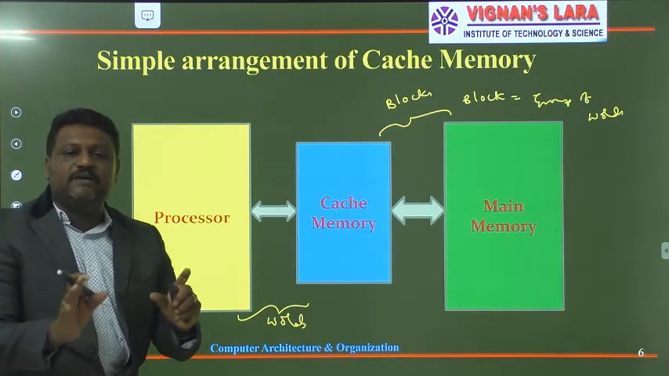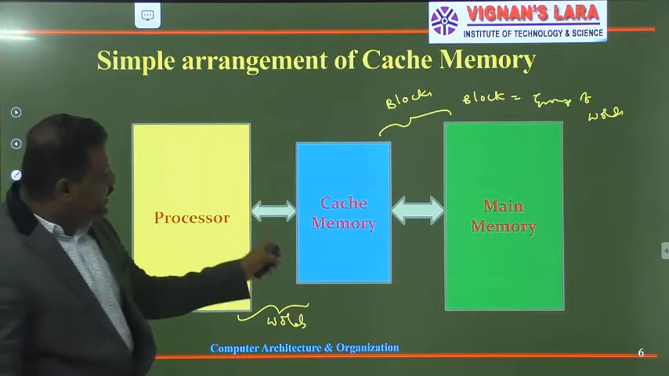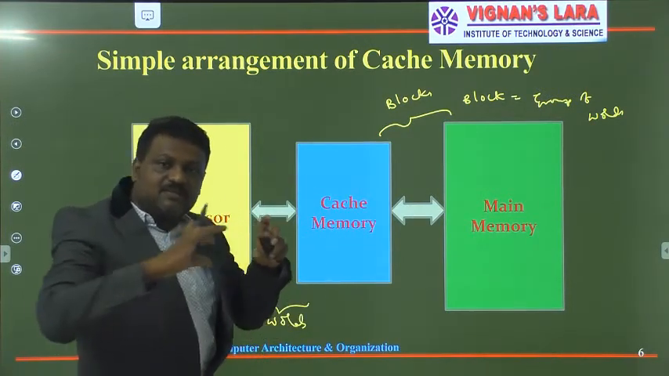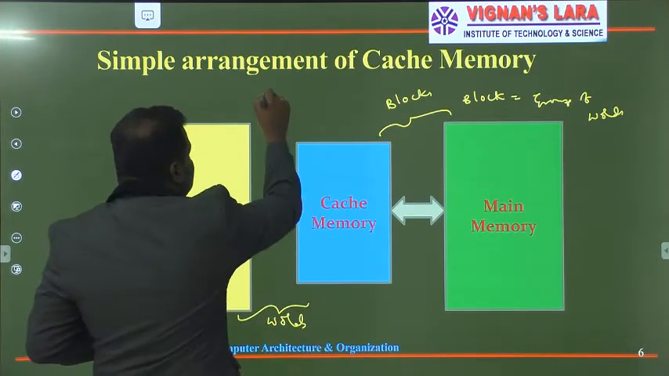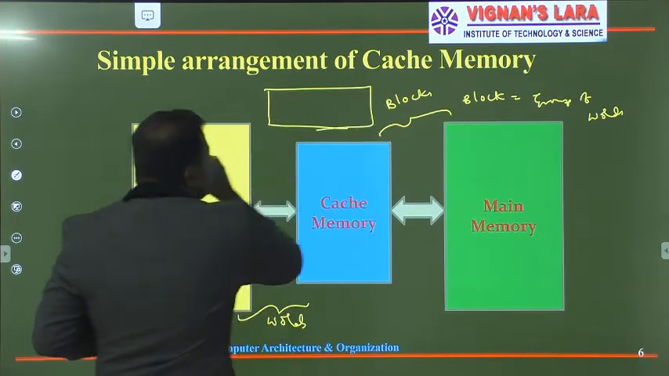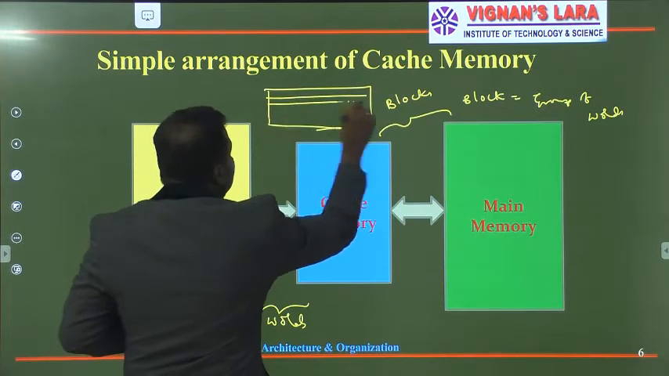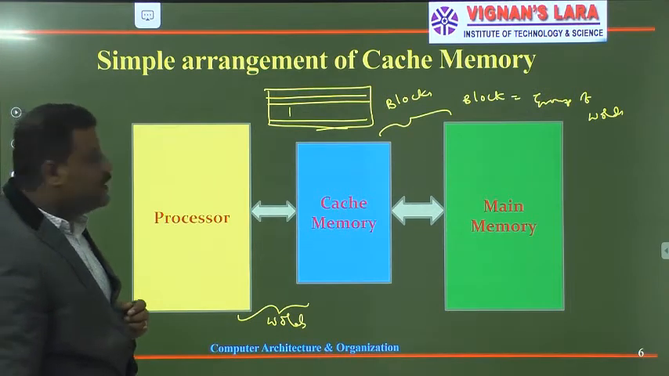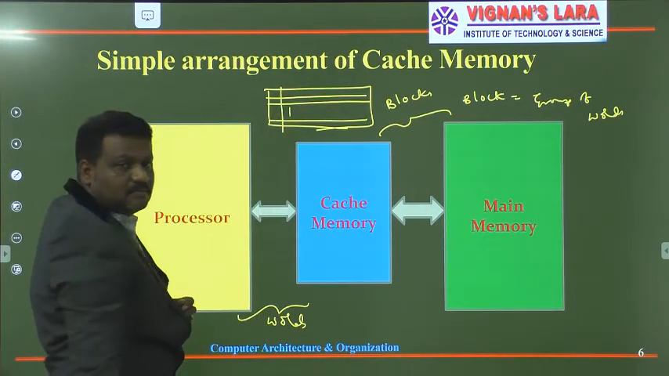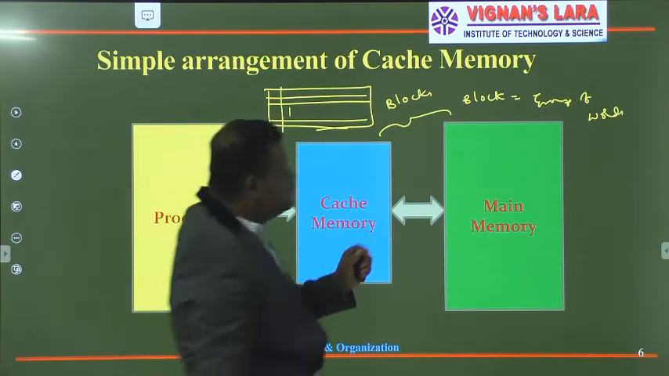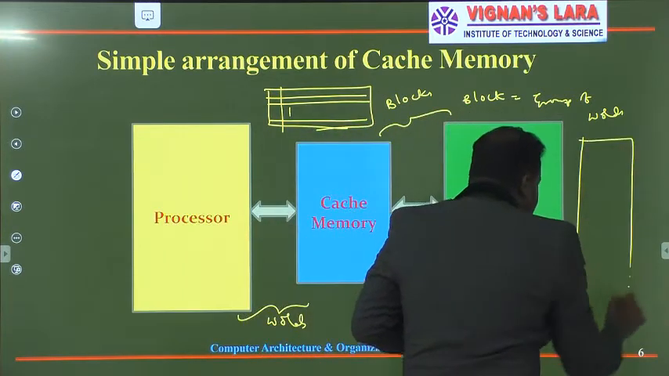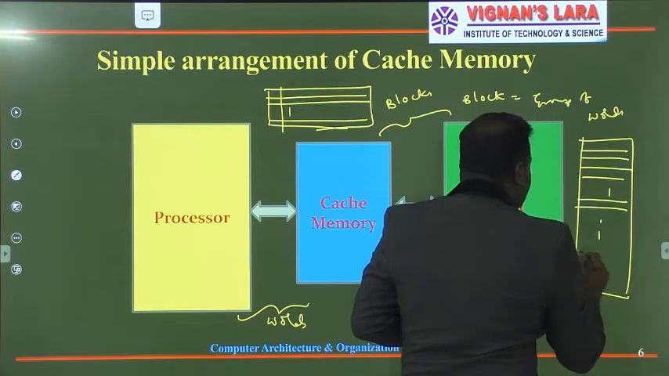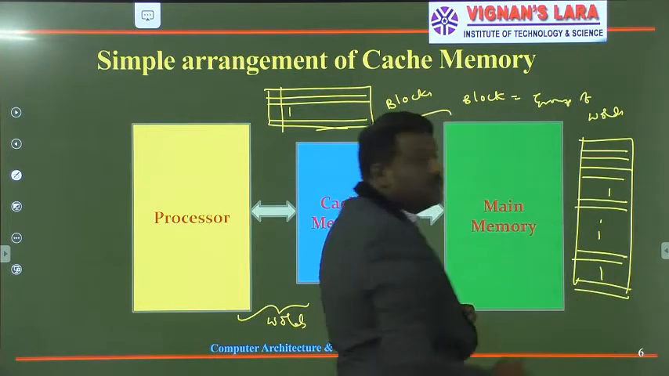So here I would like to clear up one important thing. In the case of cache memory, the information is arranged in terms of lines. That means it is like this. You can assume a cache memory which consists of lines like this. And coming to main memory, it may exist like this. Let us assume this is your main memory.